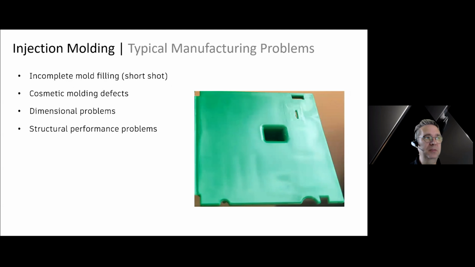So while there are definitely advantages with all processes, there are some problems too. These are some of the things we want to look at: what happens if we cannot completely fill the mold? Are there visual defects? Are there any problems dimensionally? And of course, structurally, will the part perform?